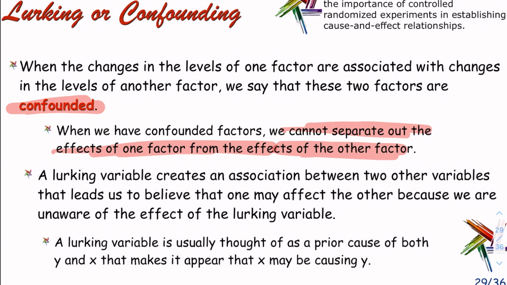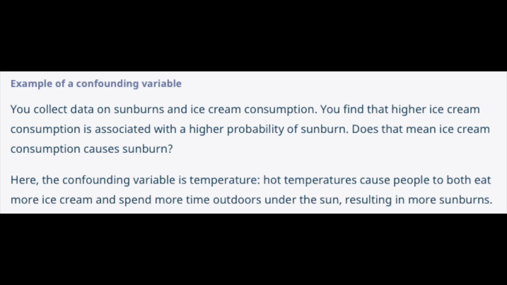So, for example, let's pretend it's not December. Let's go 8 months into the future. Let's go into August. Fast forward in time. You collect data on sunburns and ice cream consumption. And you find that the higher ice cream consumption is associated with the higher probability of getting a sunburn. Does that mean ice cream consumption causes sunburns?